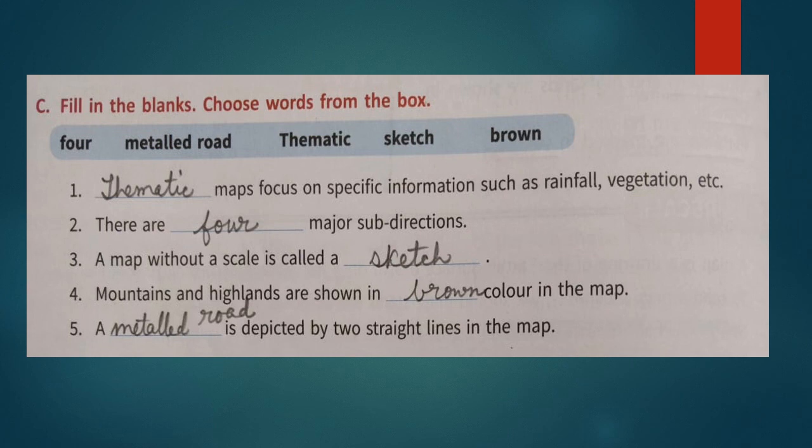Now we come to C, fill in the blanks. Number 1, thematic maps focus on specific information such as rainfall, vegetation, etc. Number 2, there are 4 major subdirections. Number 3, a map without a scale is called a sketch. Number 4, mountains and highlands are shown in brown color in the map. Number 5, a metalled road is depicted by 2 straight lines in the map.